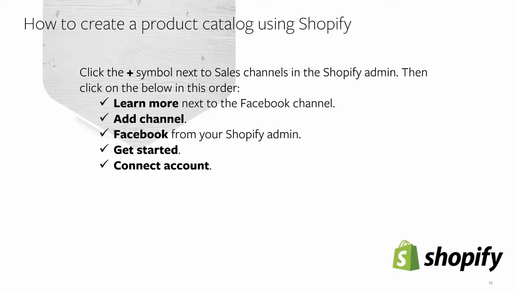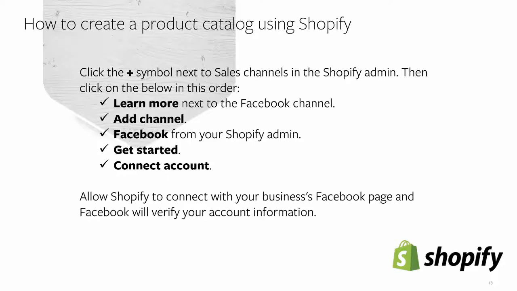To get started, log into Shopify. Select the plus symbol next to the sales channel in the Shopify admin. Click Learn More next to the Facebook channel and click Add Channel. Click Facebook from your Shopify admin and then click Get Started. Next, click Connect Account. Allow Shopify to connect with your business's Facebook page and Facebook will verify your account information. After your account's verified, you can enable Facebook checkout using your Shopify admin.